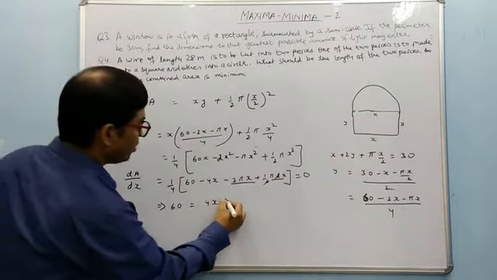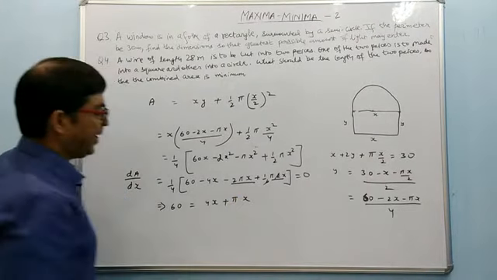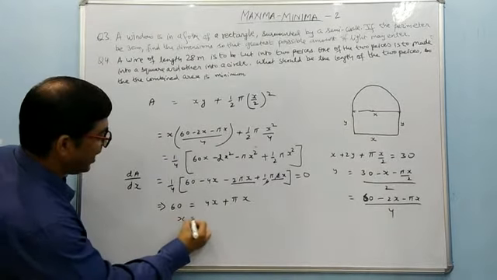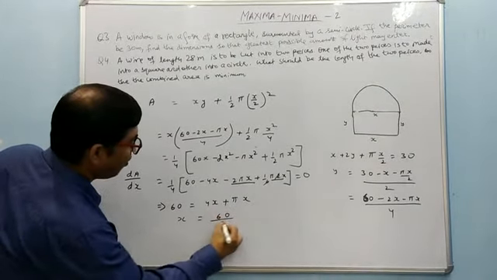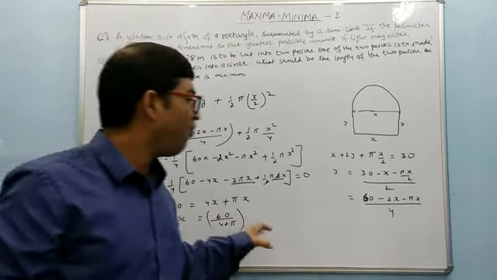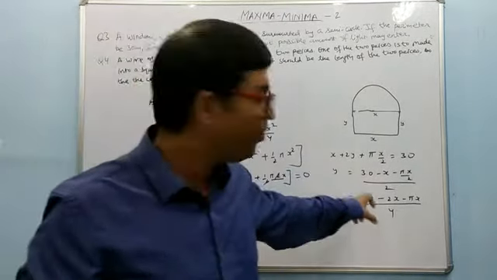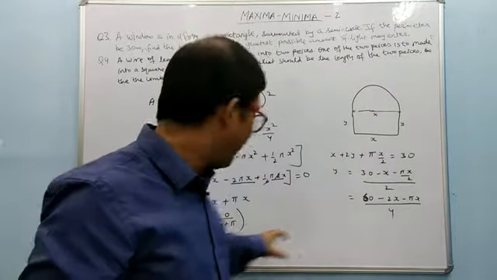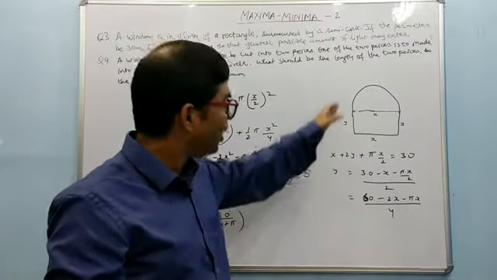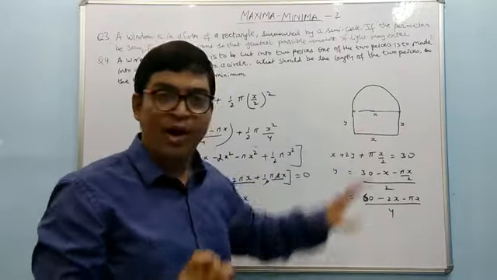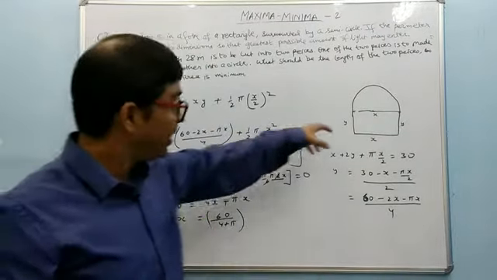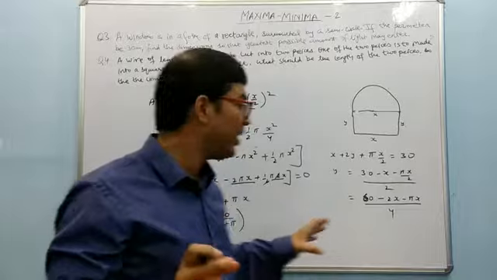So minus pi x, so plus pi x it will come out to be, and we will get the value of x here. X is coming out to be 60 by 4 plus pi. So we got the value of x and we can get the value of y very easily by just putting the value of x here. We got the dimensions of the window, x and y, because the dimensions are being dealt with x and y only. Radius is also in terms of x, so we'll get all the dimensions.